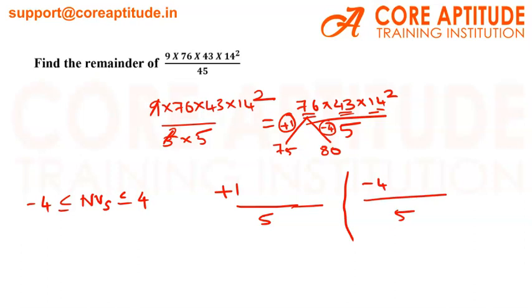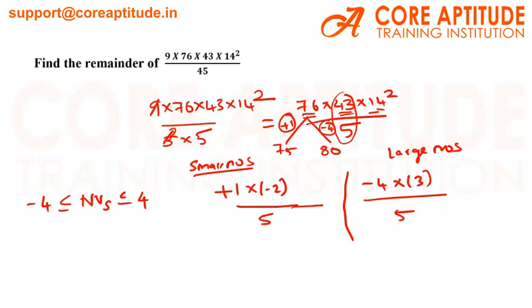I will write all the small numbers, without considering the sign, on the left hand side. Small numbers without considering sign. All the large numbers here, right? And what about 43 divided by 5? 43 divided by 5, I can say it as plus 3 or minus 2. So I can write minus 2 here, plus 3 here, because I am going to write the large numbers here.